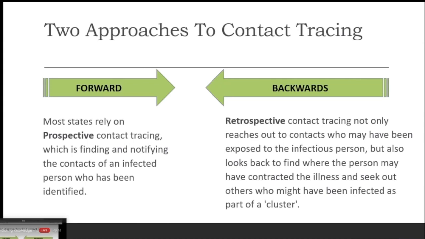So there are two approaches to contact tracing. Mapping the spread by tracing it forwards, or prospective, or retracing the path of the spread backwards, or retrospective. The origins are often part of a cluster outbreak, such as those holiday gatherings I mentioned, or worship services, for example.